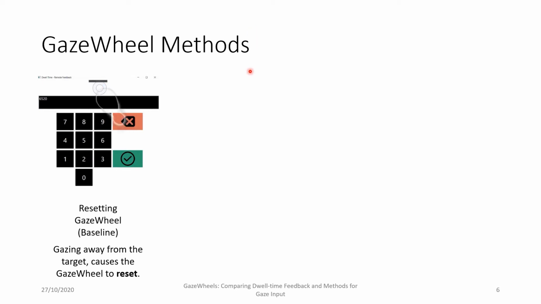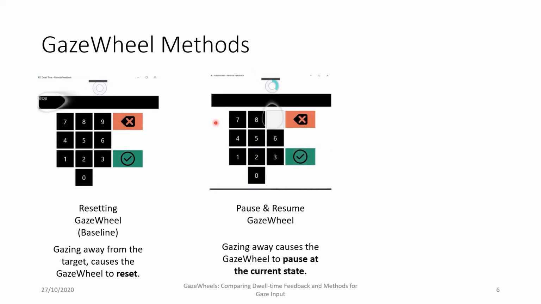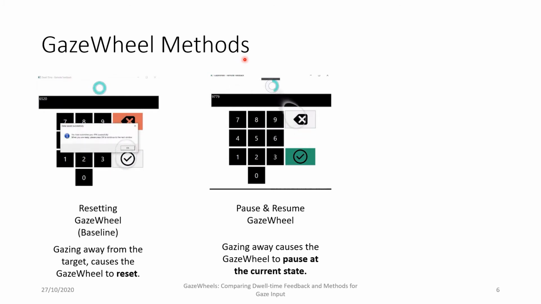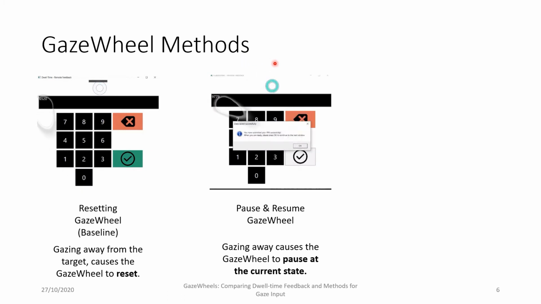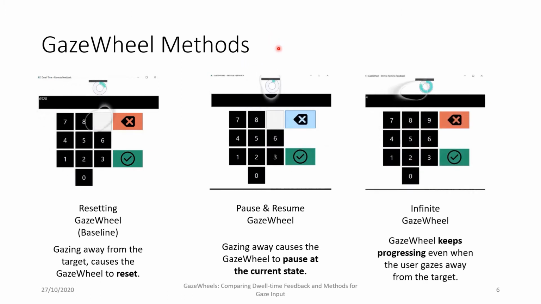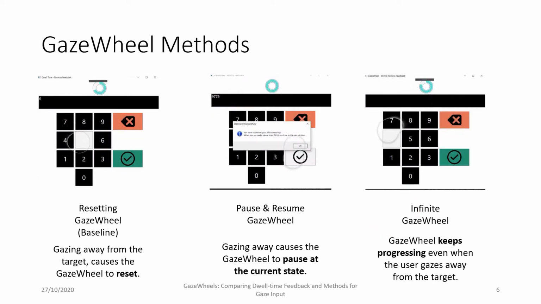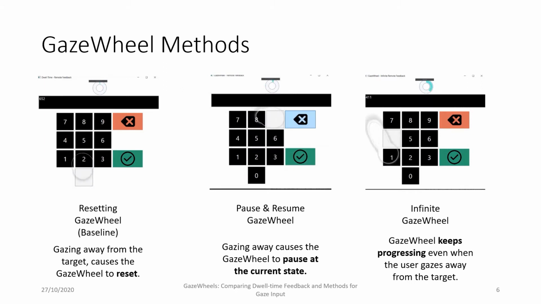In the second variation, looking away from the target doesn't cause it to reset, but actually causes it to pause, and then it resumes again when you look at any other target. As a result, this makes the interaction a bit faster. And in the third variation, the wheel is always getting filled, and a selection is made only if the wheel is filled while the user is gazing at the target. Hence we call it Infinite GazeWheel, because the wheel keeps on filling regardless of whether you're looking at the target or not.